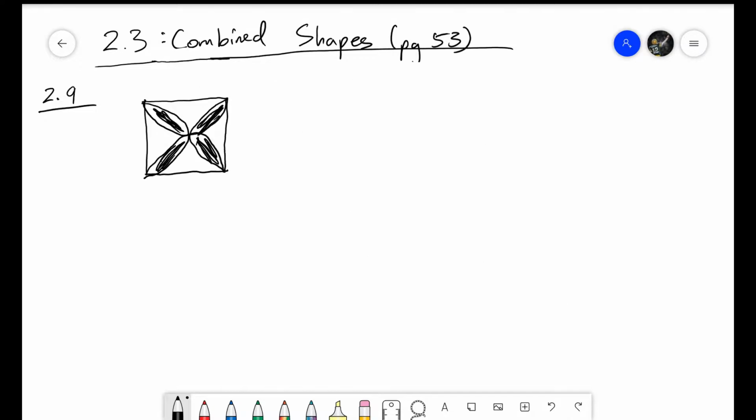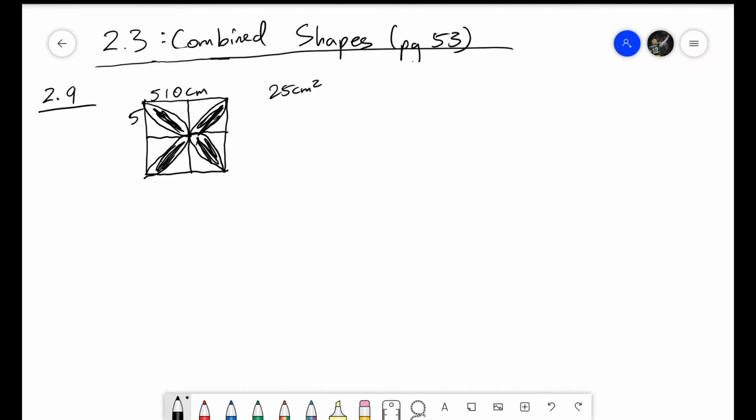Next problem is to find the area of the shaded region in the diagram, given that each of the sides of the square is equal to 10 centimeters. To do this, you can break the square up into 4 different identical smaller squares. The area of this smaller square is equal to 25 centimeters squared, since each of the side lengths is equal to 5 centimeters.